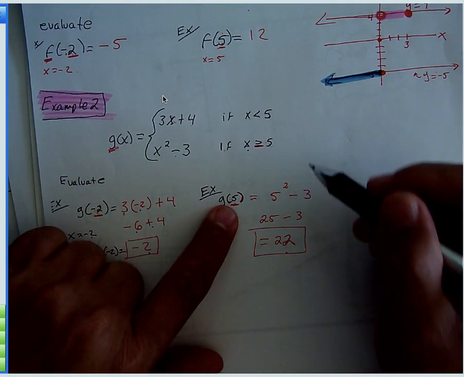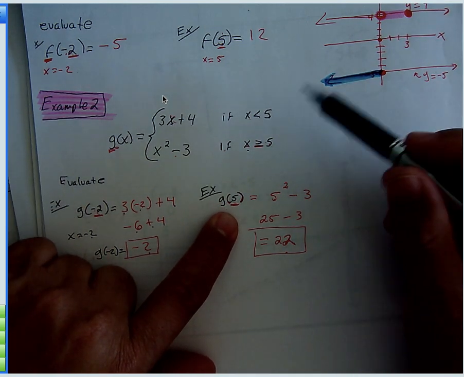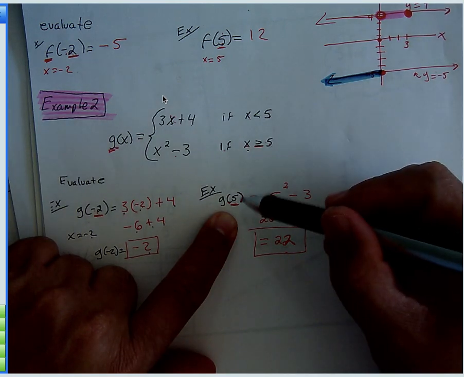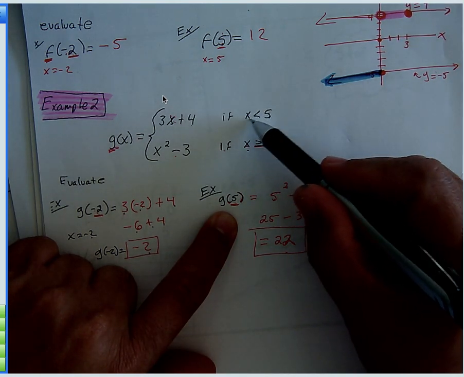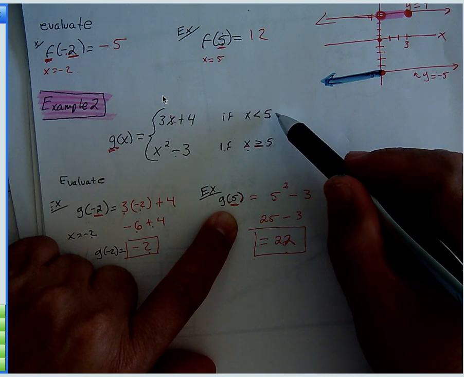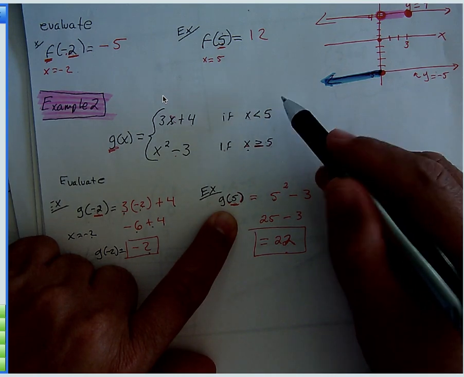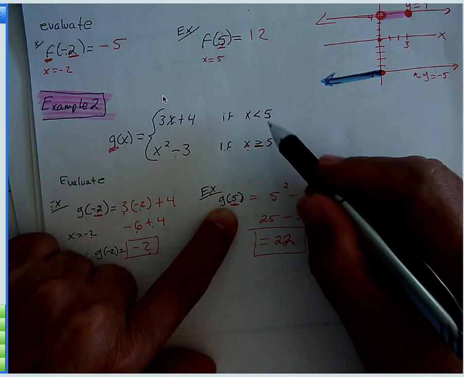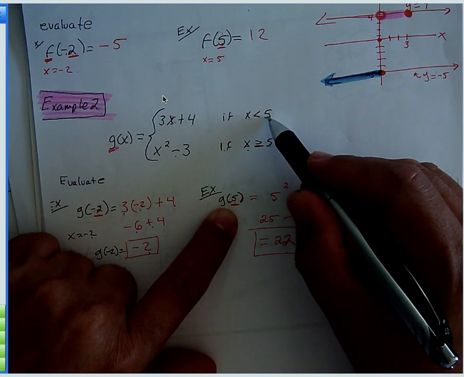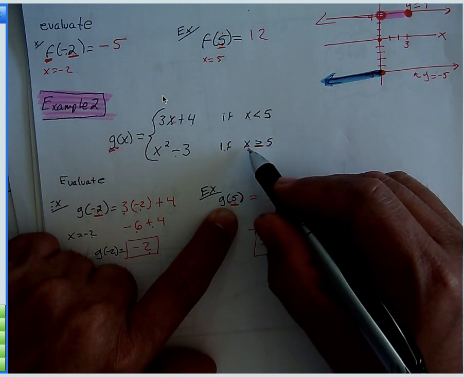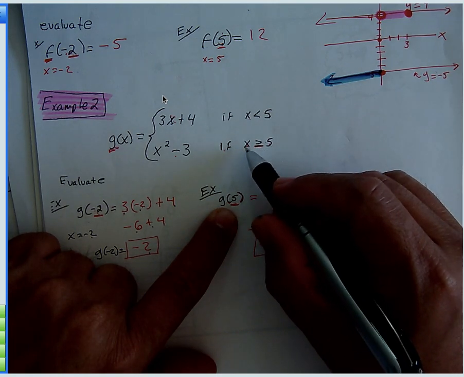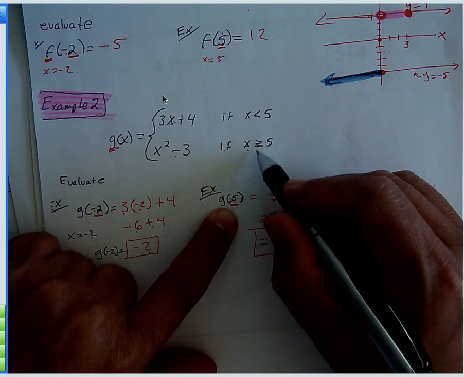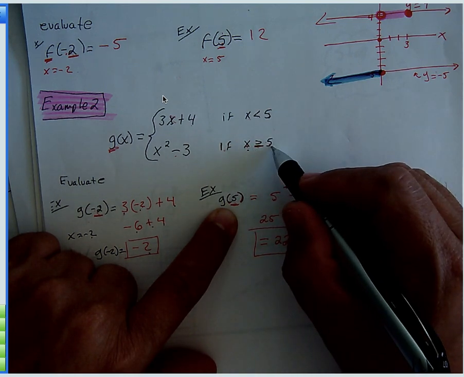Now the 5, g of 5. So there's 5 here, but you need to be careful. For this one, it's telling you that x has to be less than 5, not equal. It cannot be 5, it has to be less than 5. We are evaluating for 5, so we can't use this one because x cannot be 5. Now for this one, that little line at the bottom means equal, so x is greater than or equal to 5. So that means we are able to use this one because x can be 5 for this one.